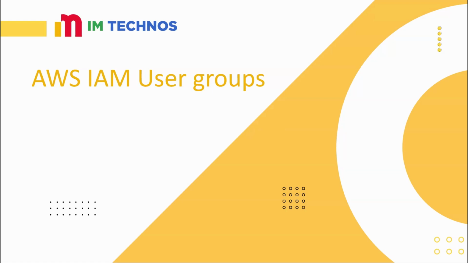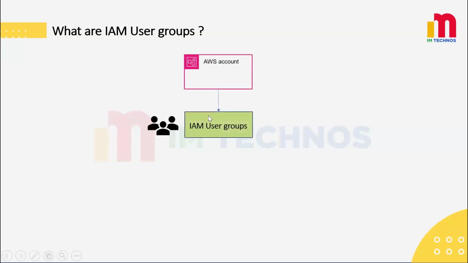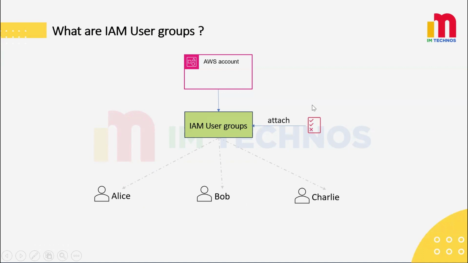In today's video, we are going to learn about IAM user groups in AWS. So what are IAM user groups? IAM user groups are a collection of IAM users. When you assign permissions to a group, all users in that group get those permissions. This helps you manage access efficiently. So instead of assigning permissions to individual users one by one, you can just assign them to a group.